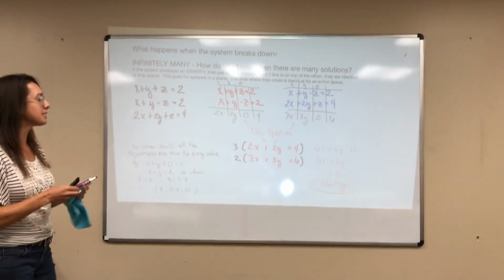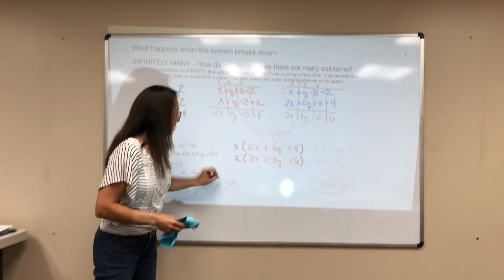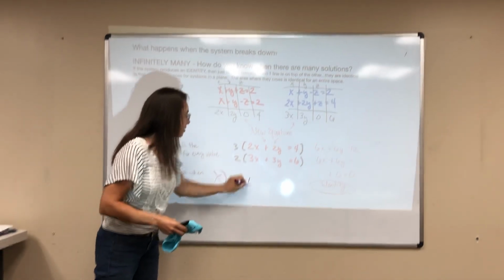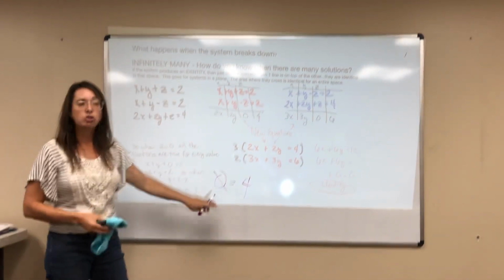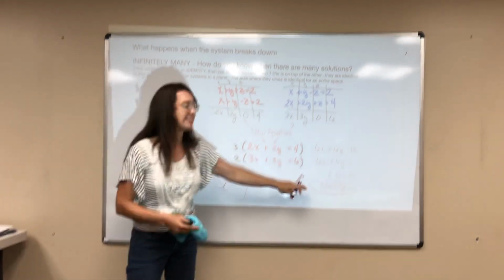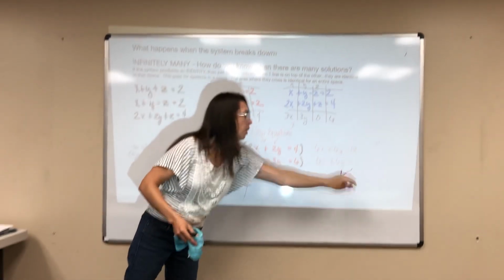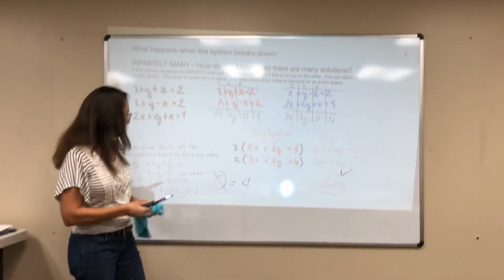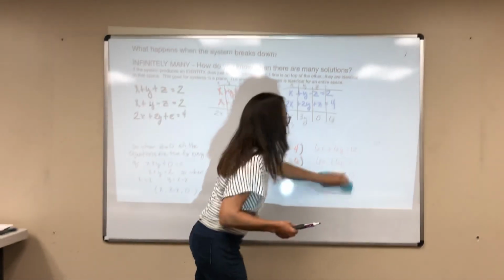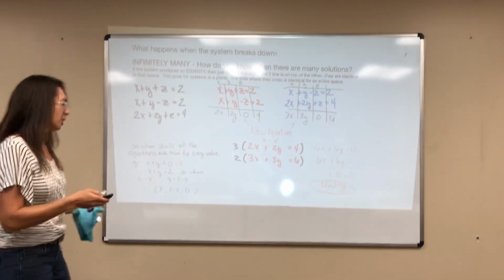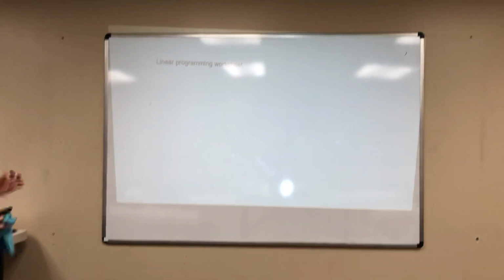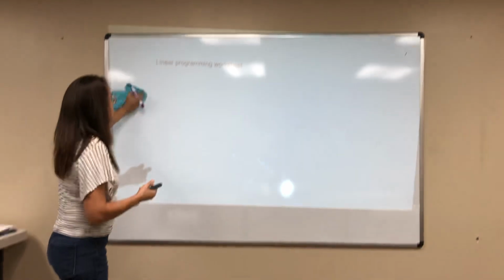So if you get an invalid solution, there's no solutions. If we get an identity where it's true all the time, we have infinite solutions. So same as what we worked with our other ones. All right? So linear programming, we're going to kind of combine a little bit of it and go back.